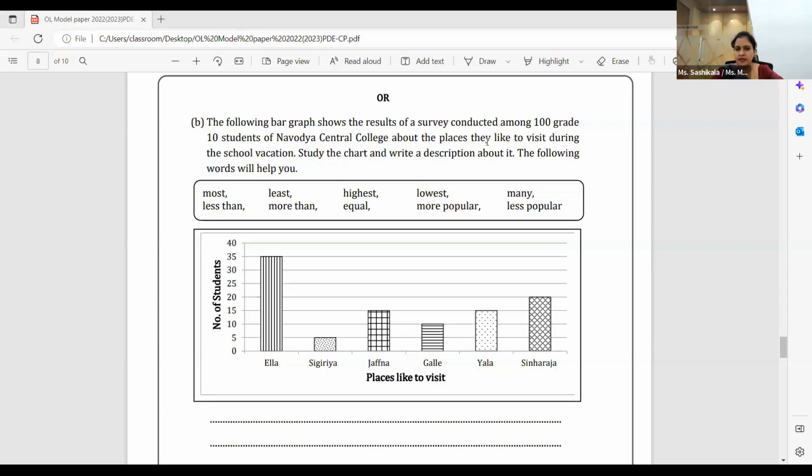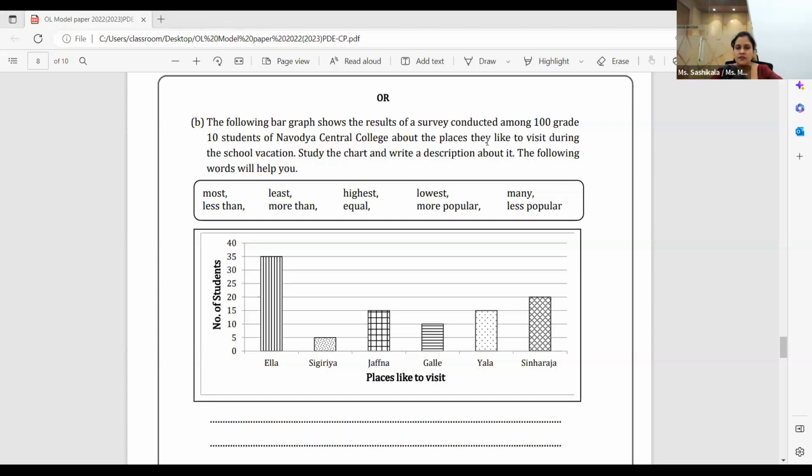Now both are together. You can very well see the difference. Ella is in the highest place here. 35 students love to go there, and to Sigiriya only 5 students. So most and highest can be described like that. Or else you can use lowest and highest as well if you like. So if you use lowest and highest, how to use it?